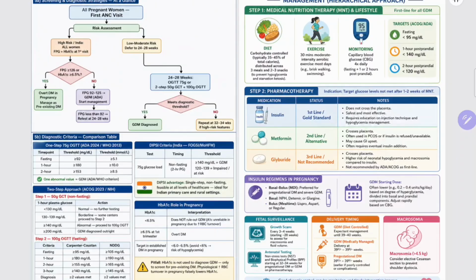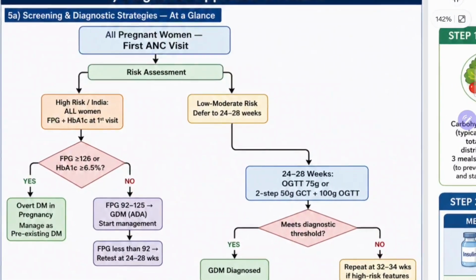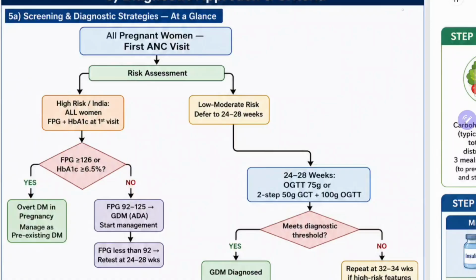Now this is the ADA suggested diagnostic criteria. Remember, depending upon the risk stratification. Now depending on the risk stratification, this is ADA criteria. So all pregnant women at the first ANC visit should have risk assessment, as per ADA. Okay, so it is different for India, because in India at the first visit all women should be screened either by ADA criteria like FPG and HbA1c, or by DIPSI criteria. That is one thing. Okay, so ADA suggests that in pregnant women at the first ANC visit risk should be assessed.